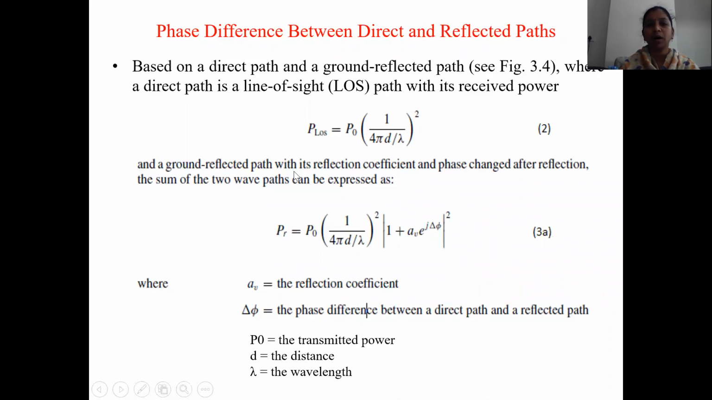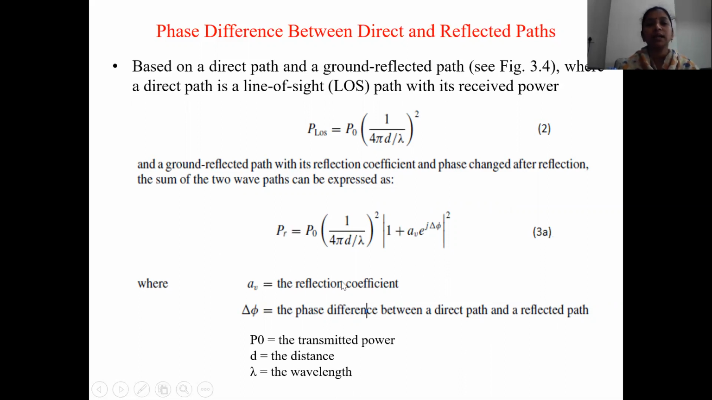On a ground reflected path, considering the reflection coefficient and the phase change after reflection, the two wave paths will be added. That is expressed as the received power equal to the transmitted power P naught times (1 over 4 pi d by lambda) whole squared, times |1 plus alpha_v e to the power j del phi| whole squared. Here alpha_v is the reflection coefficient, del phi is the phase difference between the direct and reflected path, P naught is the transmitted power, d is the distance between the antenna and the mobile unit, and lambda is the wavelength.